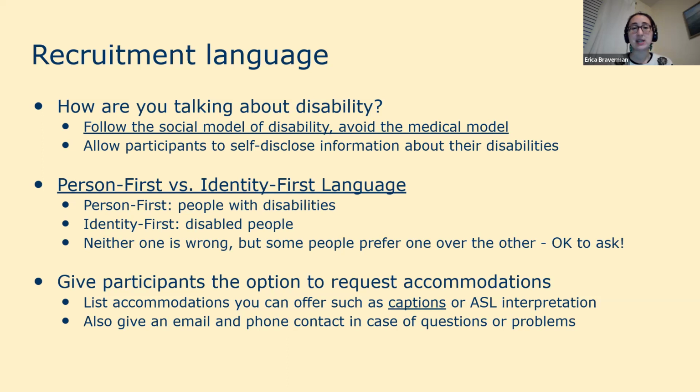Give participants the option to request accommodations, like if you can have captions or an ASL interpreter. And if there's an accommodation that they want that you haven't mentioned, or they find an accessibility barrier in your recruitment process, or if they just have a question, it's a good idea to give an email and phone contact so they can get in touch.